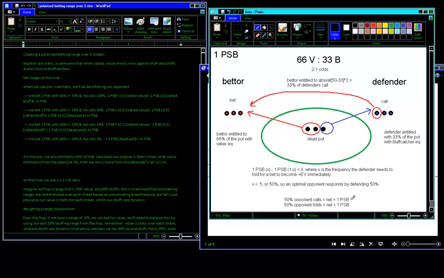It's very important to recognize that when we're perfectly balanced for this sizing and use these frequencies, we always net the pot. And it doesn't matter if our opponent is calling us at the optimal frequency, which is 50% here.